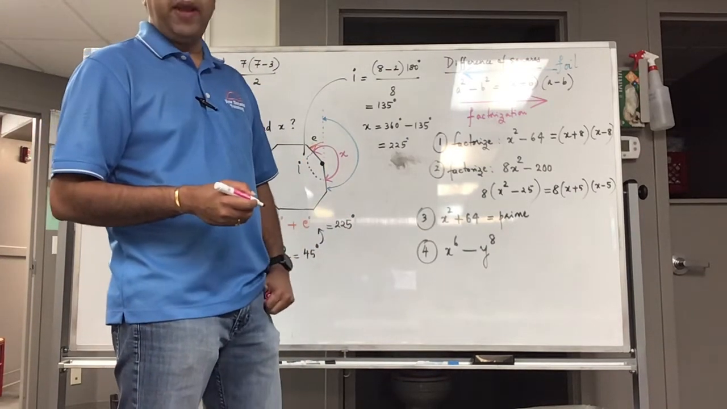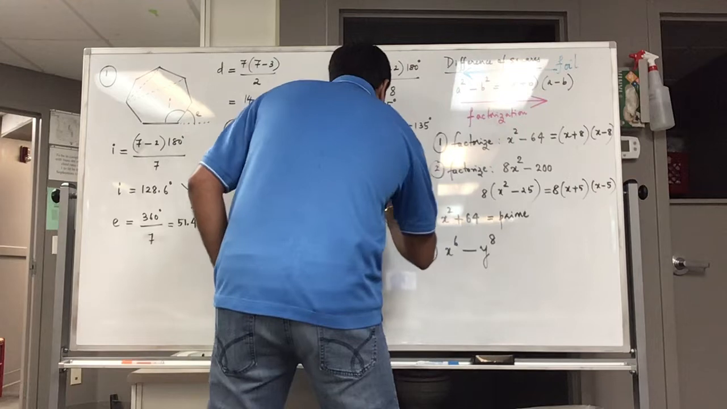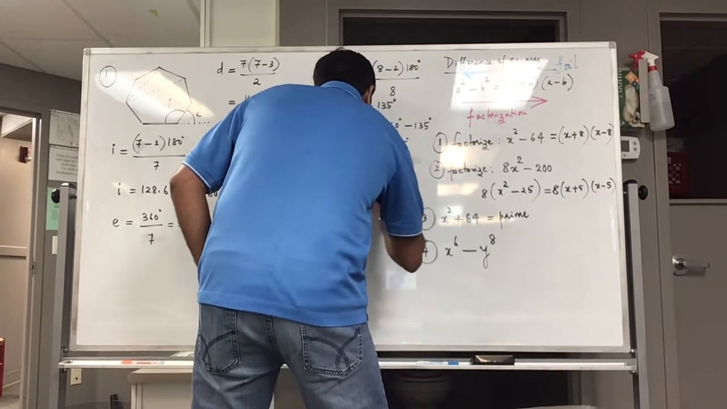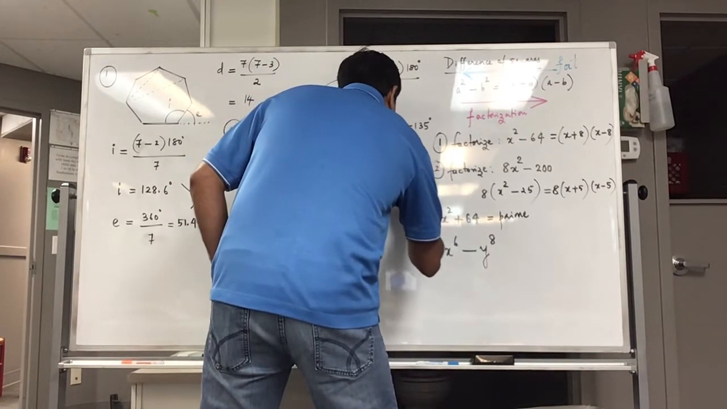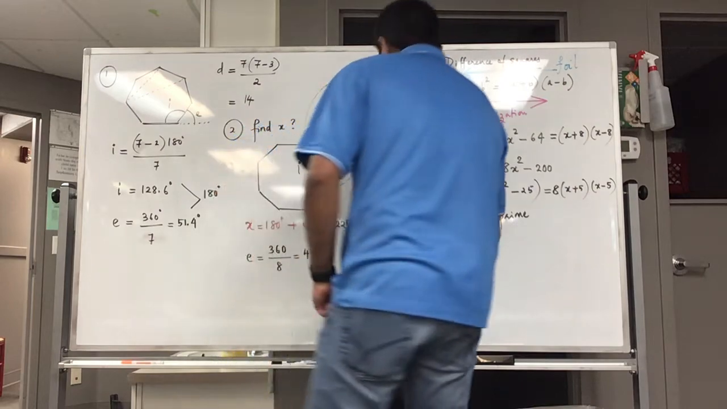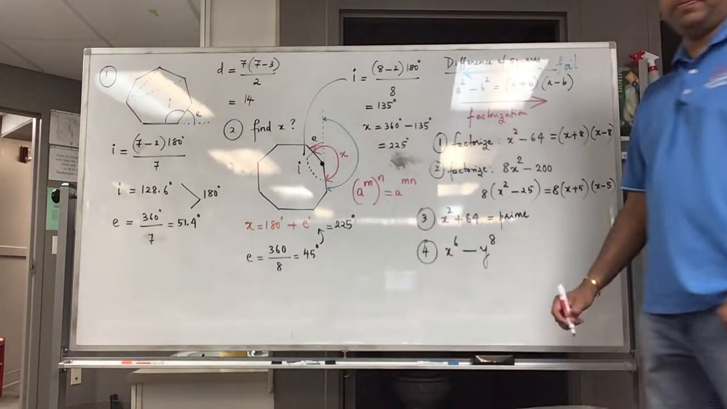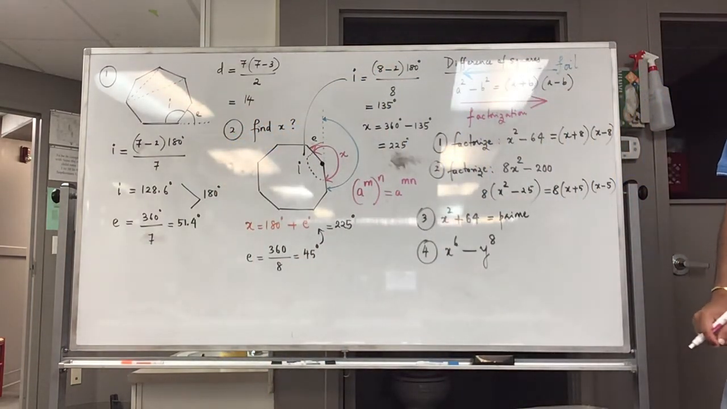There is a formula on page 10. A raised to m raised to n is a raised to m times n. Do you see that formula? Right? Do you see that one on page 10? I hope so. Yes or no? Yep. Okay. So that's a very helpful formula. I'm going to use it here.